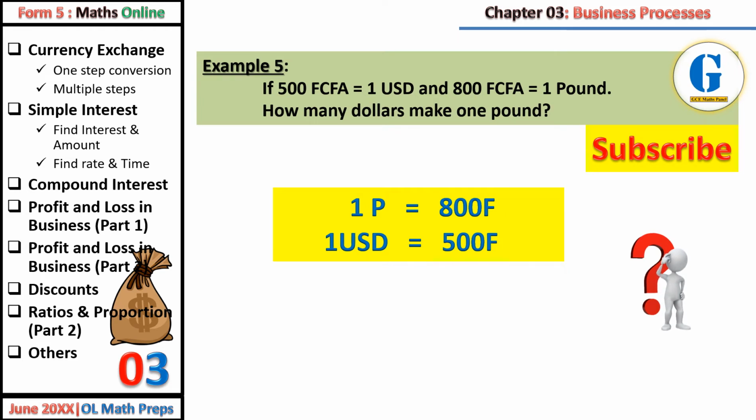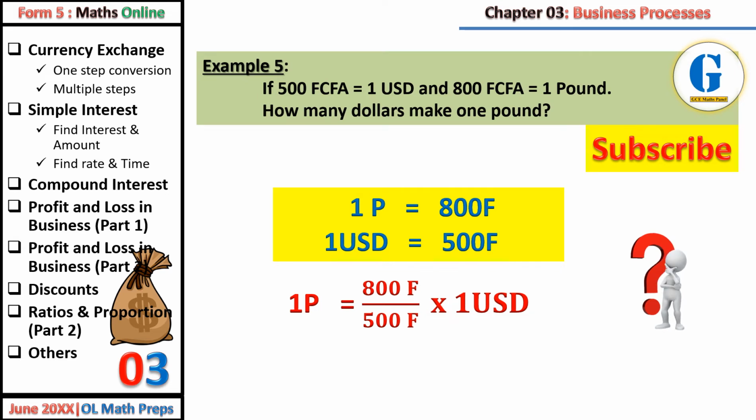So from here, if we have to solve for 1 pound, or make 1 pound the subject by cross multiplication, we will have 1 pound equal to 800 divided by 500 times 1 US dollar, and that will give us the value of pound to dollars to be equal to 1.6 US dollars.